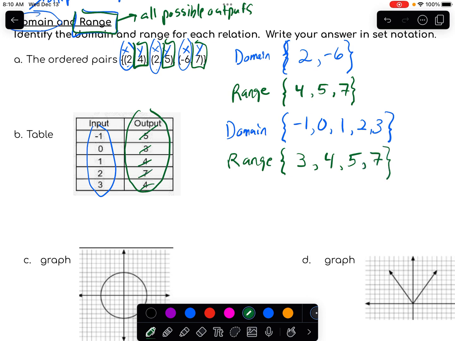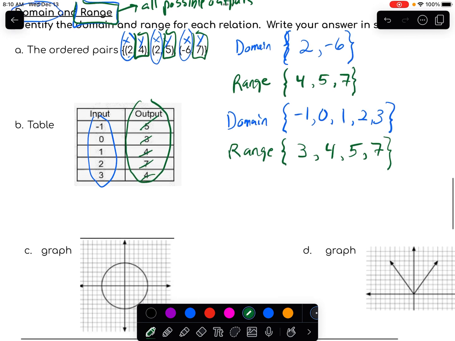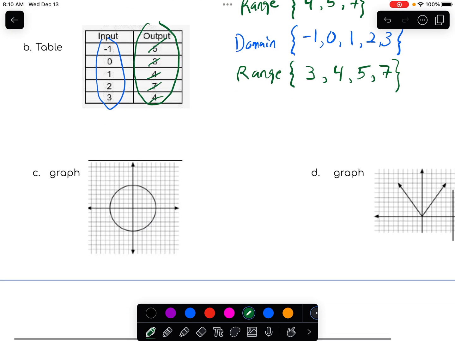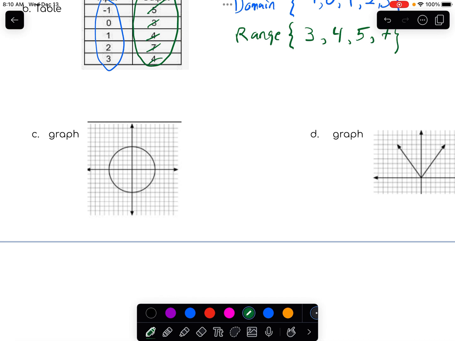Okay, so it is generally best to list those in order from least to greatest. It makes it a little bit easier to understand. It's not like we're making a table anymore. We're just listing the inputs and outputs. Okay, so how would that work for our graph? So again, the domain is the possible inputs. In other words, the x values.